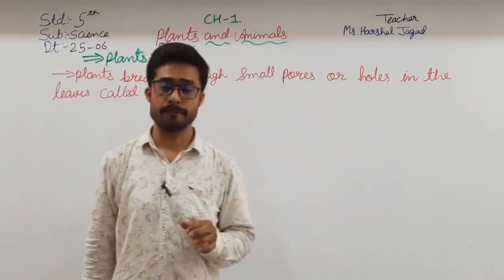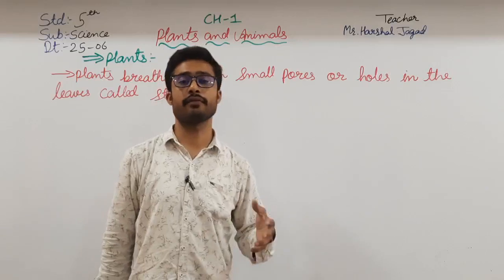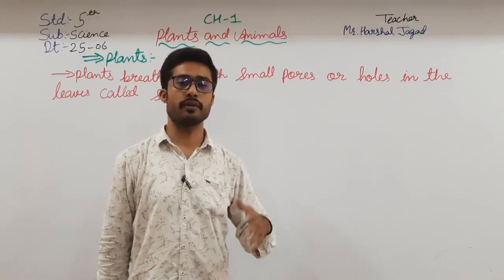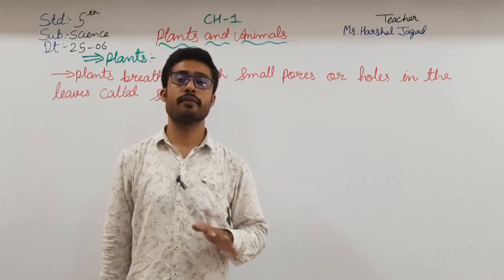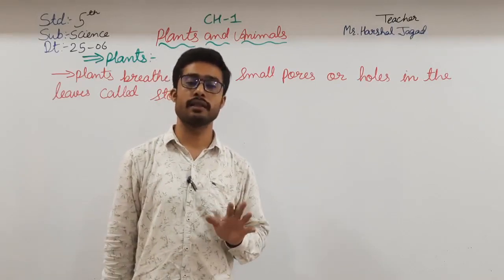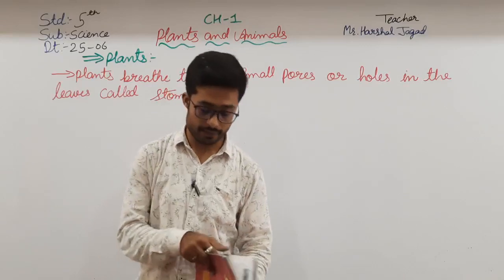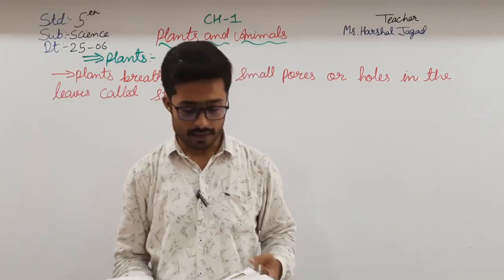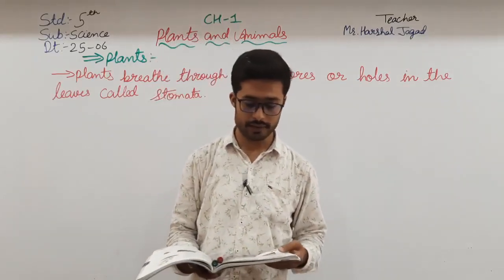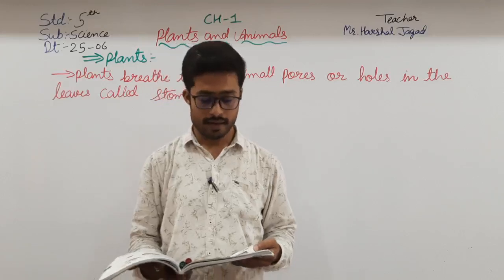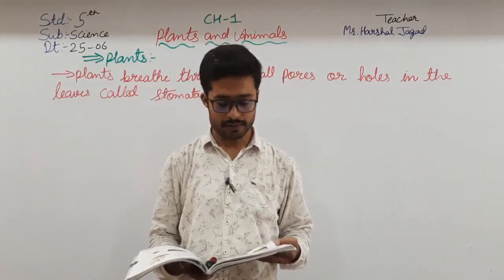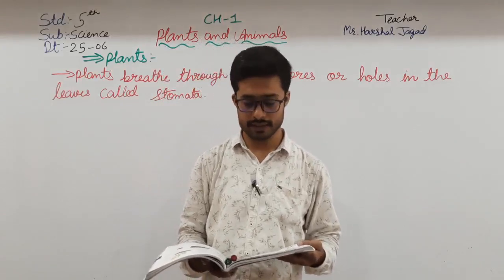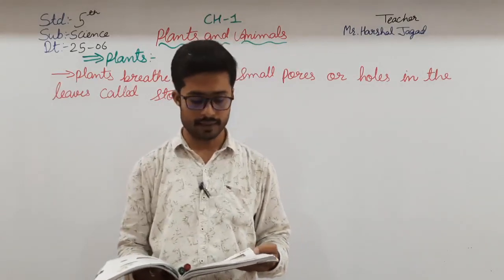Animals have different organs for doing different work, but plants have no different organs, they have only one. These are usually found on the underside of the leaves. Air and water can pass through stomata. Like animals, plants also breathe in oxygen and breathe out carbon dioxide.